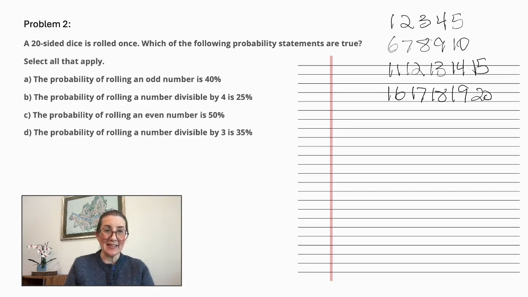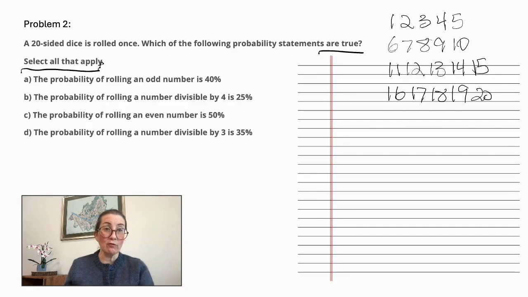A 20-sided die is rolled once. Which of the following probability statements are true? Select all that apply. With the question, I want to point out two things: "are true" and "select all that apply." These are good indications that there could be more than one correct answer amongst the options. Now let's get into it.